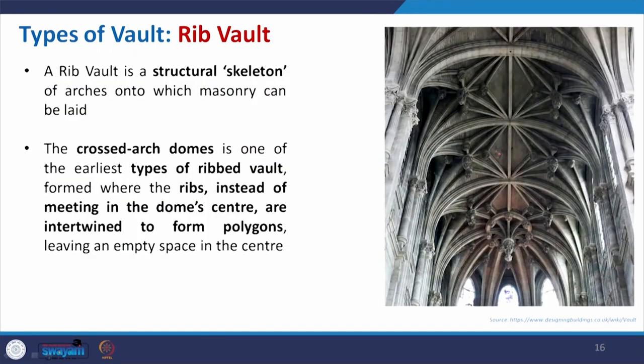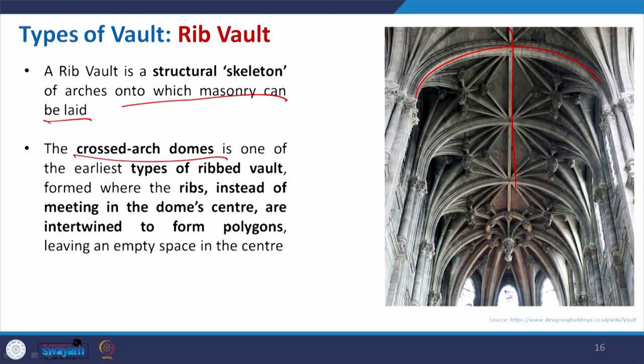Coming to the rib, a rib is similar to your skeleton. Where the vault is being created, the structure on which the masonry work or concrete work is done is basically a form of a skeleton. You can see how beautifully, with symmetry and proper geometry, this has been created. So a rib vault is a structural skeleton of arches onto which masonry can be laid. What I just mentioned is the same thing.